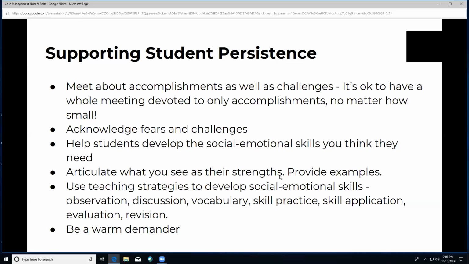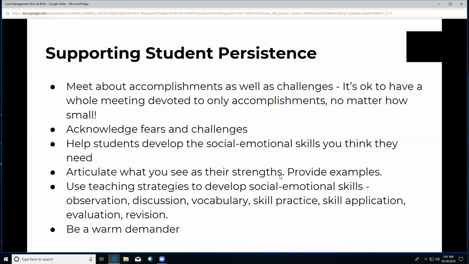The truth is that case managers are teachers. So case managers are teachers, and their content is many things. Their content is careers and career pathways, and their content is also social emotional skills. So when you give students the opportunity to practice their social emotional skills, they're going to improve, just like they improve their academics.